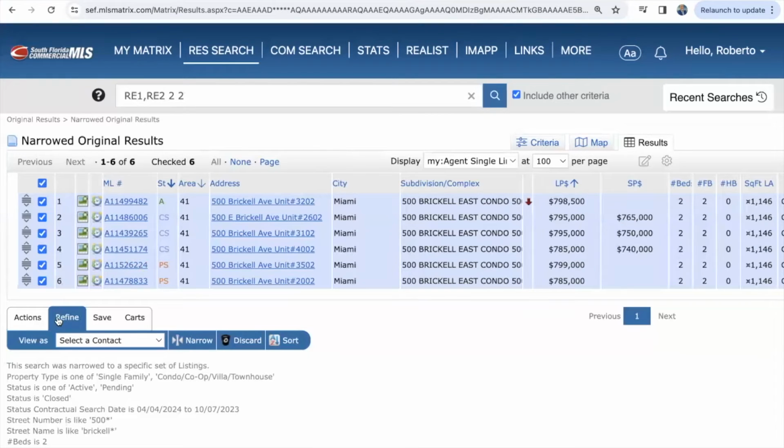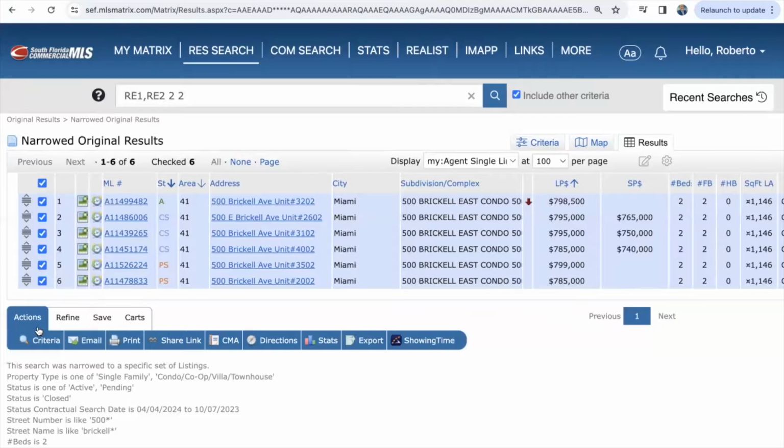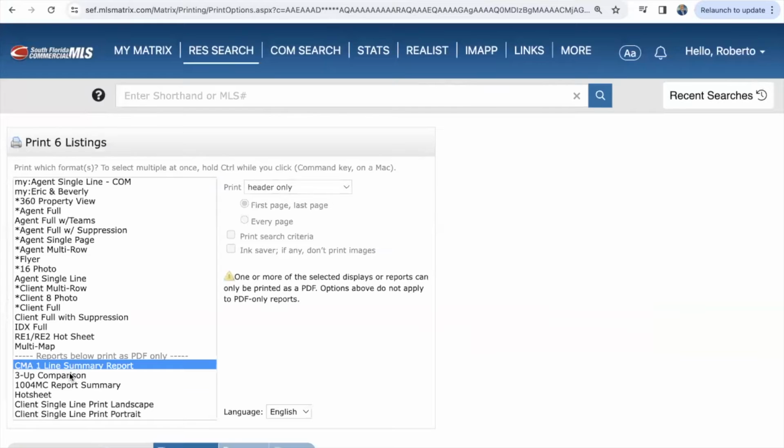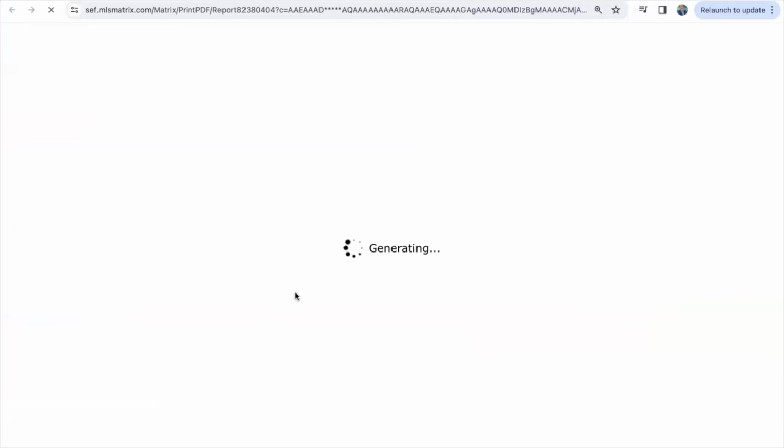Now we're going to go ahead and run the actions, print, CMA 1-line summary report, and your 3-up comparison, and then click on print to PDF. And here we go.